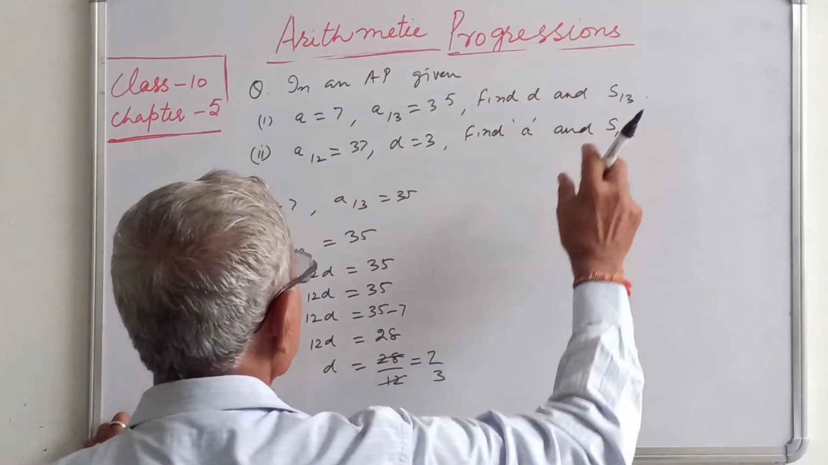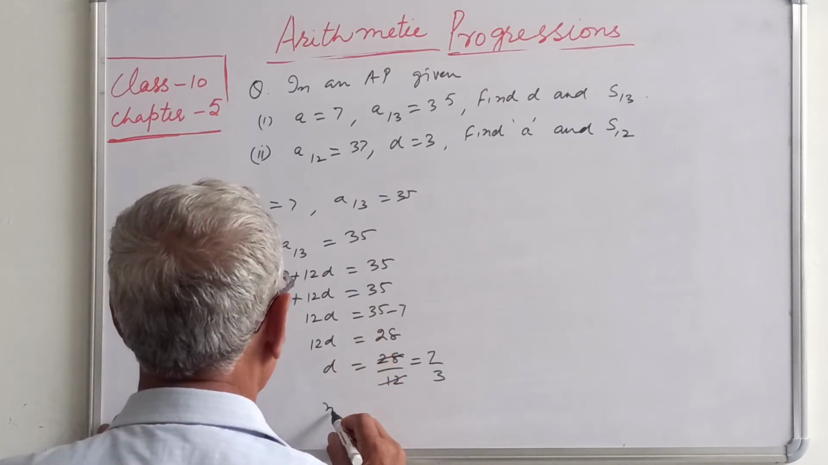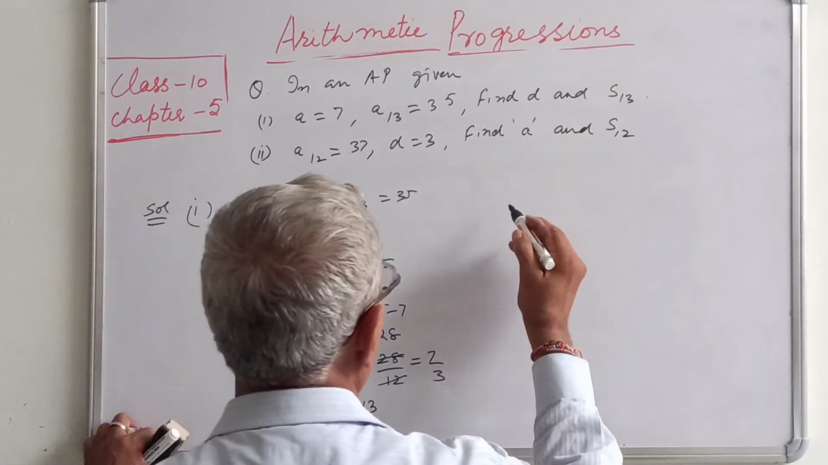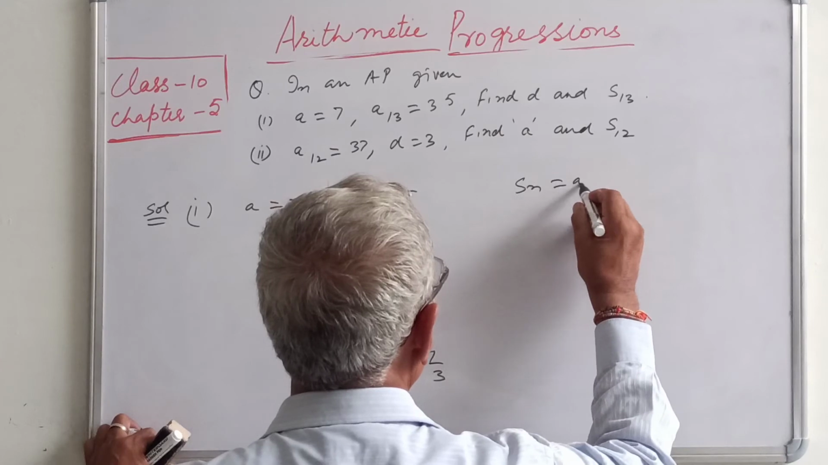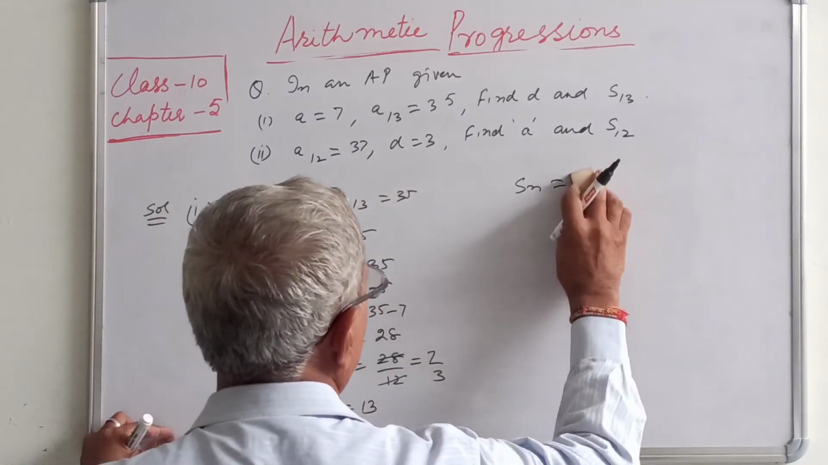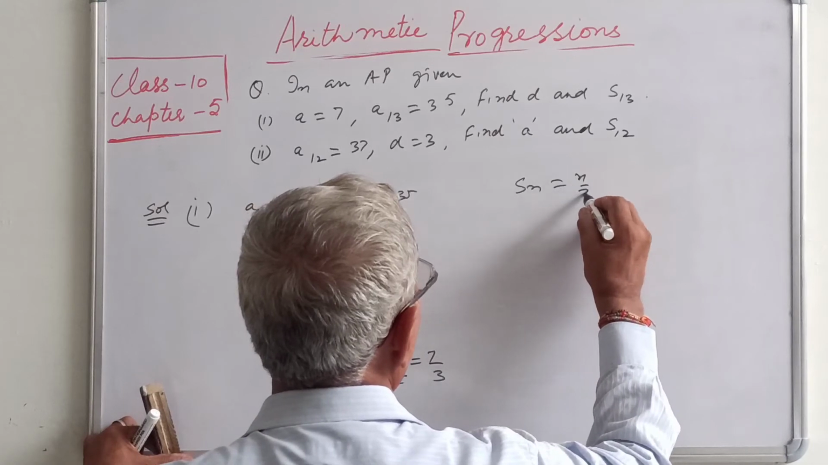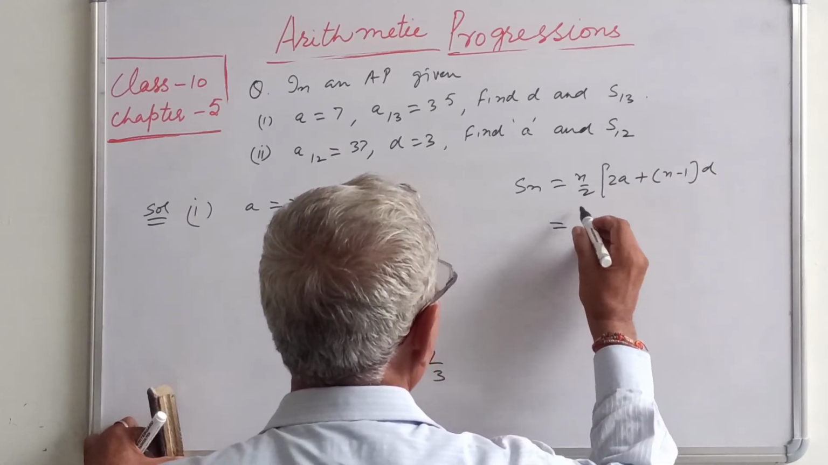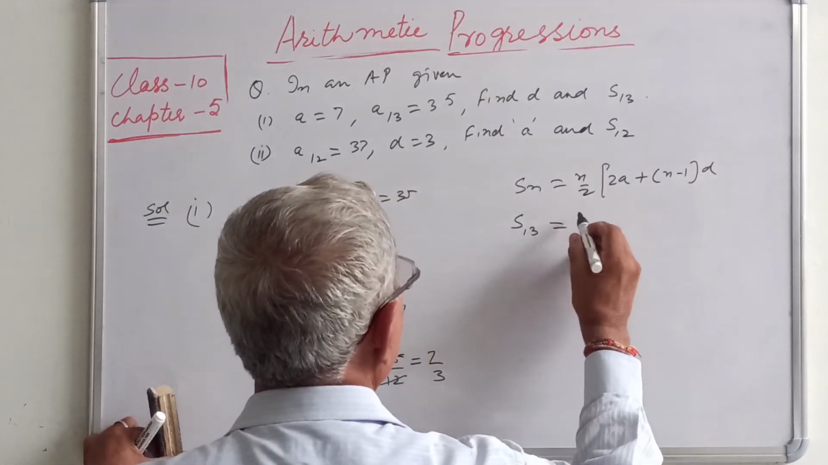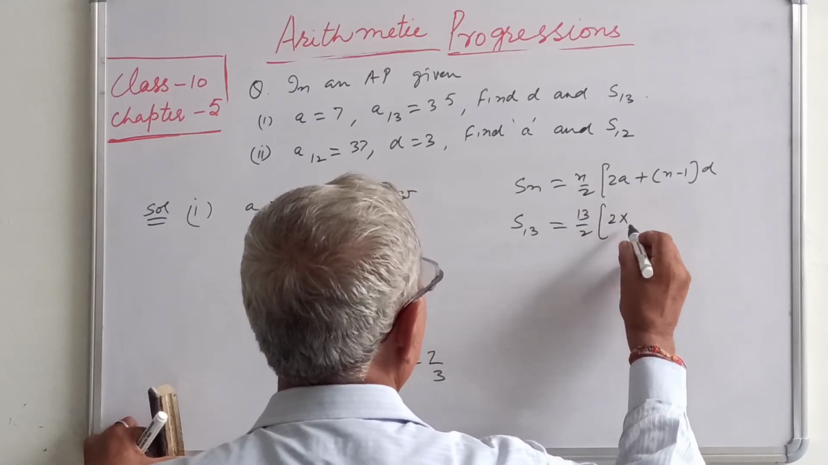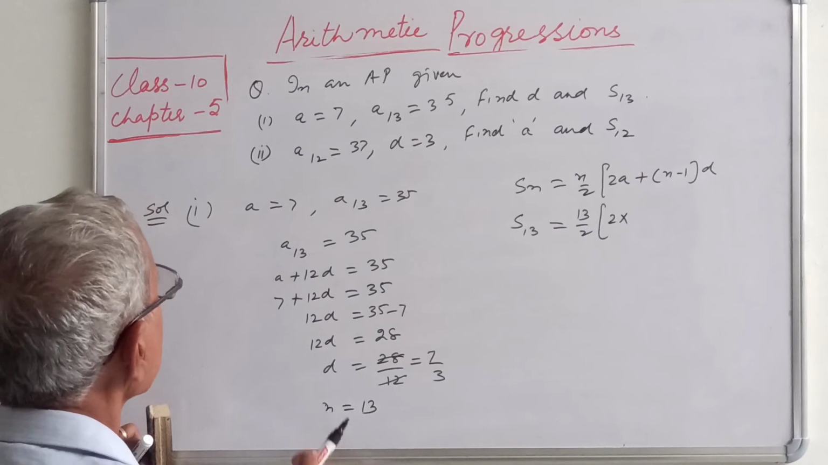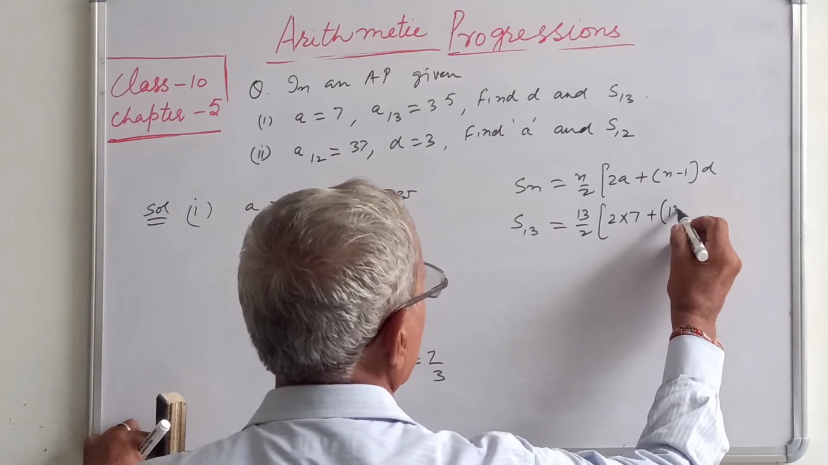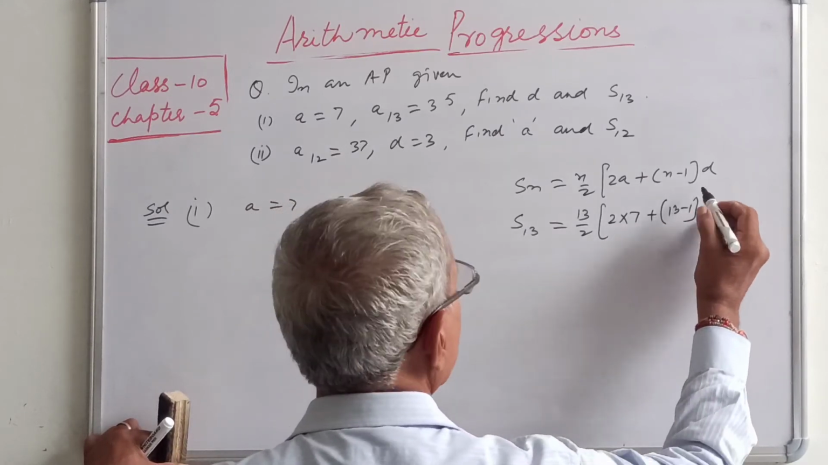Now find the value of S13. So n is 13. For S13, n is 13. So Sn is equal to n/2 into 2A plus n minus 1 into D. So n is 13/2 into 2A, A is 7. So 13 minus 1, D is 7/3.